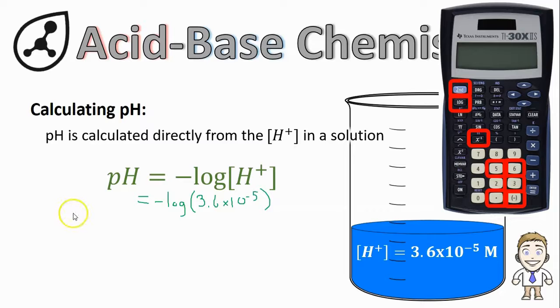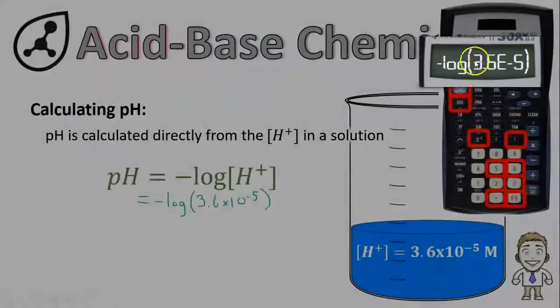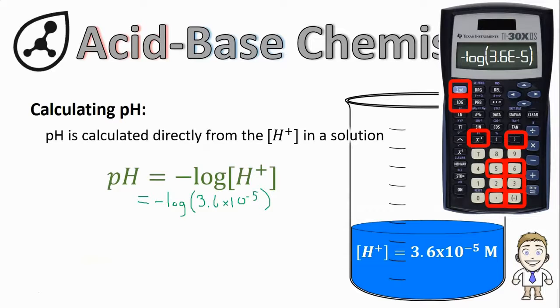You might have to also close the parenthesis to take the negative log of that number, so we'll do that as well. If you've entered it properly, it should look something like this. The final step, of course, is to actually get an answer by clicking the enter or equals button. And when we do that, the calculator should give you an answer somewhere around 4.44. Now I know that my solution is acidic.